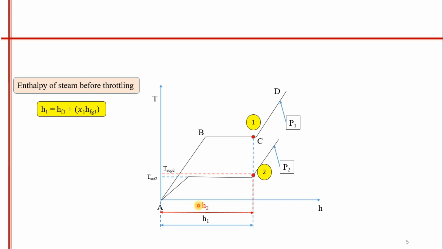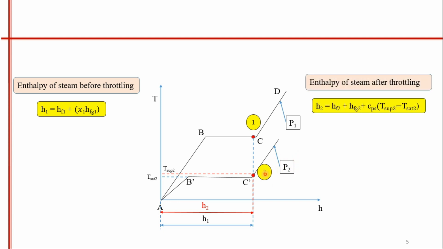From the graph we can see that H1 is equal to H2. Now if you want to find the enthalpy of point number 2, we can see that it falls inside the superheated region corresponding to pressure P2. So the enthalpy of steam at point 2 at pressure P2 is equal to hf2 plus hfg2 plus Cps times (T superheated minus T saturated). This is the equation of enthalpy of superheated steam. I have also explained this in the properties of steam chapter.